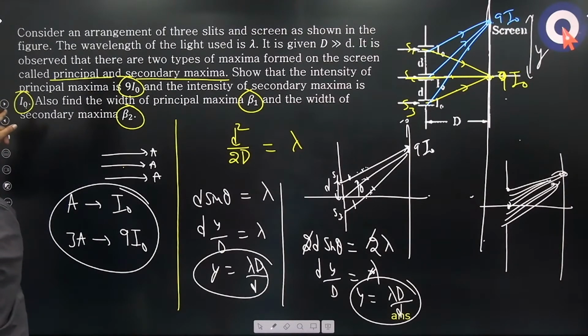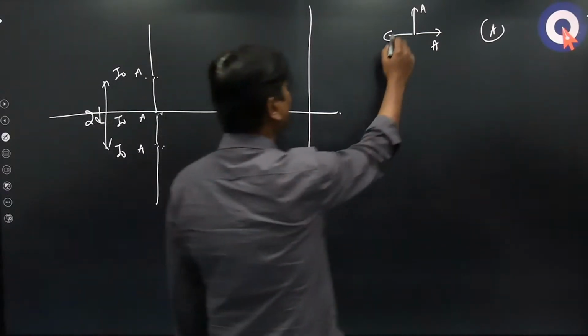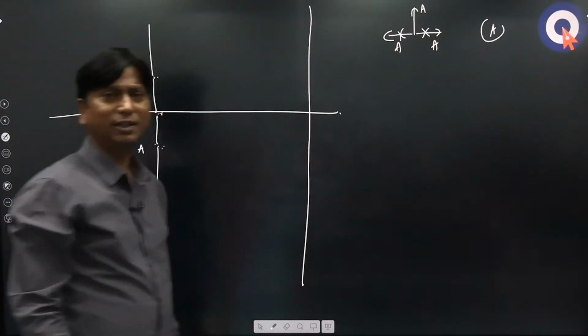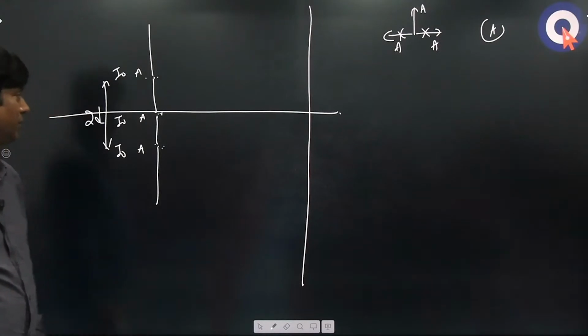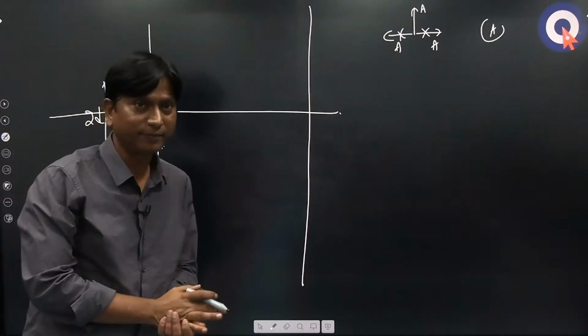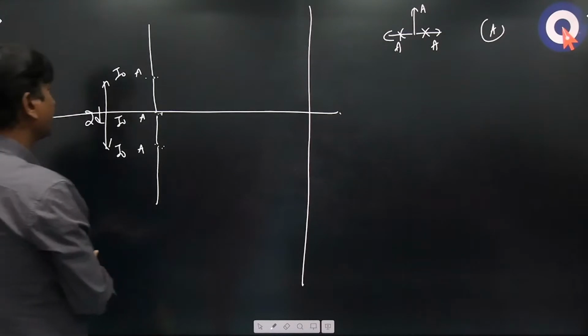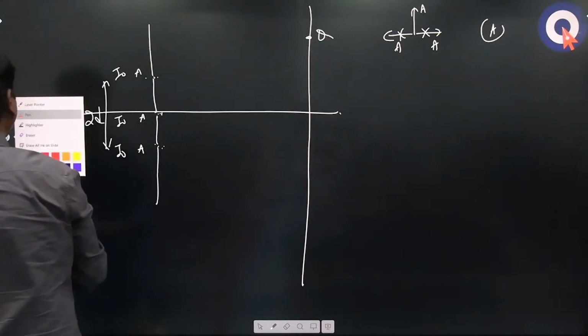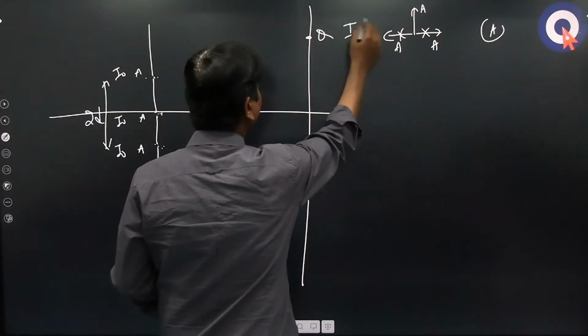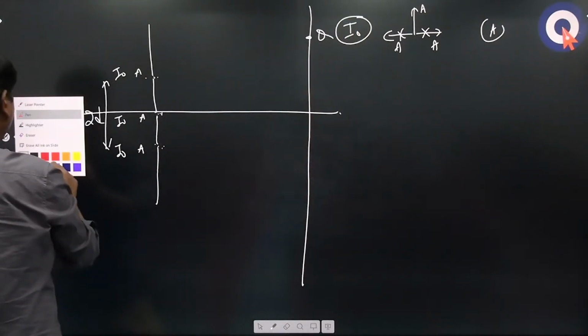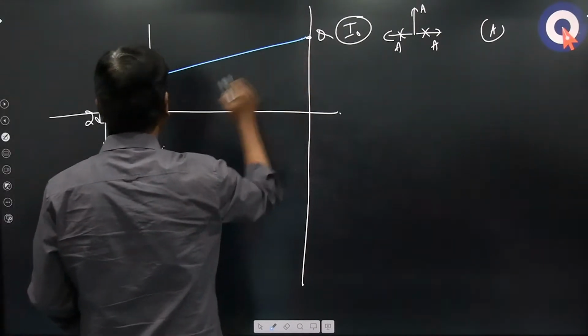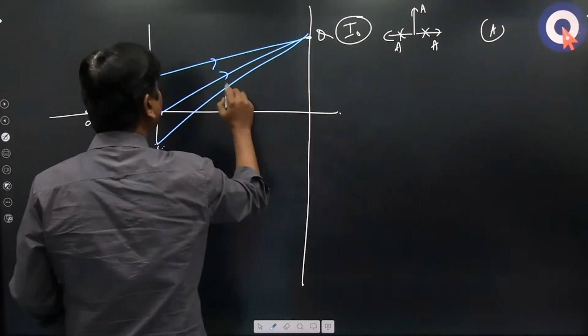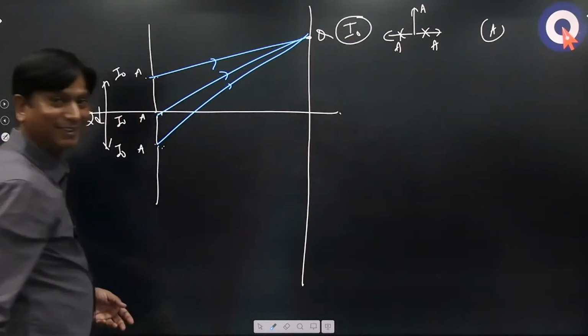So that the intensity of the principal maxima 9I0 and intensity of the secondary maxima is I0. Yeah, secondary maxima intensity is I0, we know. Why? Because these two cancel, resultant A, the chance is there. So that is intensity is I0. Okay, that's okay. Then coming to the widths. Okay. So for that, if I select one point over here, point Q, where you should get I0 as the intensity. So how do you select that? So if you take this one is 1, 2, these three should form I0, right or not?